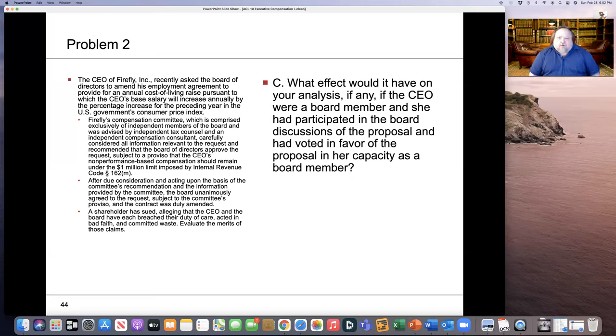Now, what effect would it have on your analysis, if any, if the CEO were a board member and she had participated in the discussions of the proposal and had voted for it? Well, it's not clean, it's not best practice, but Delaware law makes pretty clear that as long as the other directors are disinterested and independent, the fact that the CEO is present and votes is not dispositive and does not leave the contract void or voidable.